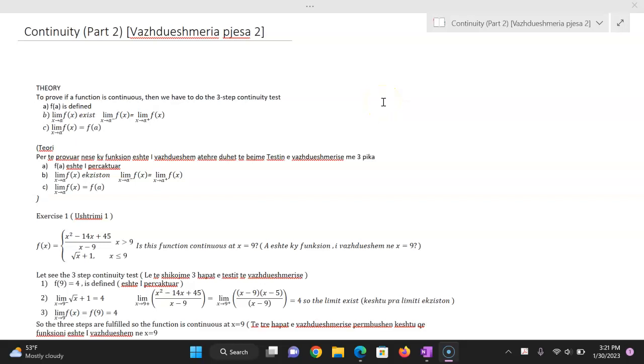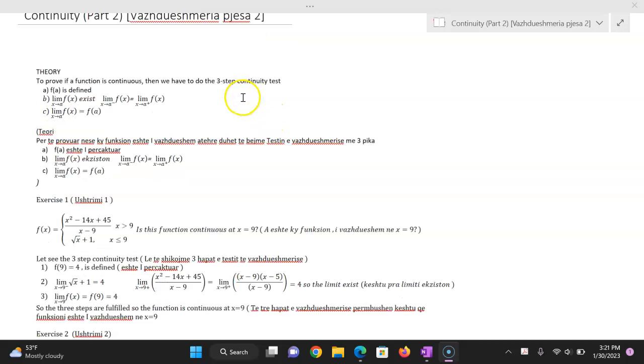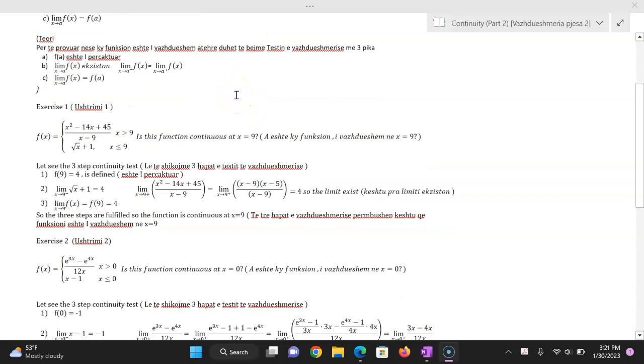Today we're going to continue with continuity in mathematics, and that is part 2. I made 3 exercises for this topic, from the simplest to the hardest one. We have a theory here from the previous video in order to apply those 3-step continuity tests in our exercises. Okay, let's begin with exercise 1.